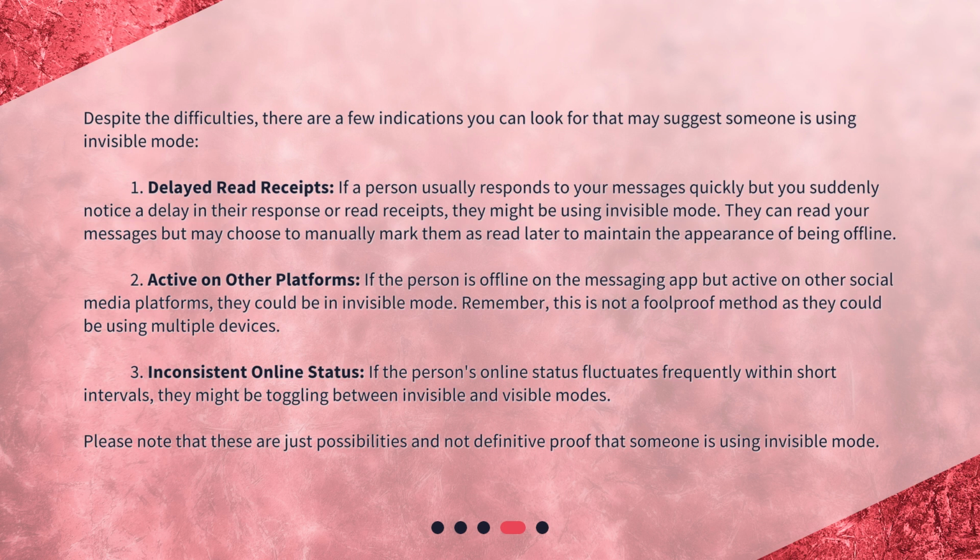2. Active on other platforms. If the person is offline on the messaging app but active on other social media platforms, they could be in invisible mode. Remember, this is not a foolproof method as they could be using multiple devices. 3. Inconsistent online status. If the person's online status fluctuates frequently within short intervals, they might be toggling between invisible and visible modes. Please note that these are just possibilities and not definitive proof that someone is using invisible mode.